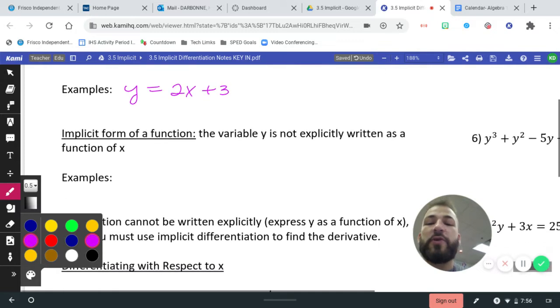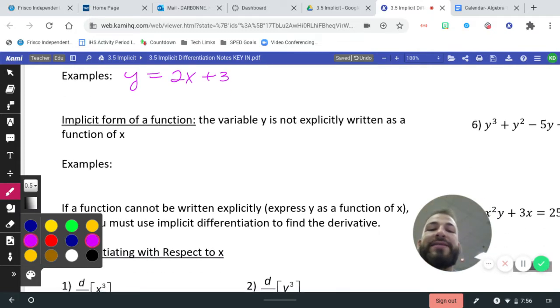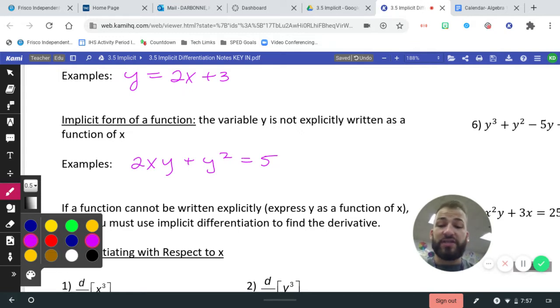The implicit form of a function is when the variable y is not explicitly written as a function of x, which means it's not solved for itself. It's not by itself. So that's something more like this: 2xy plus y squared equals 5. We've got x's, we've got y's. y is not by itself. It's kind of this mixed up function. That's what we mean when we say an implicit function.